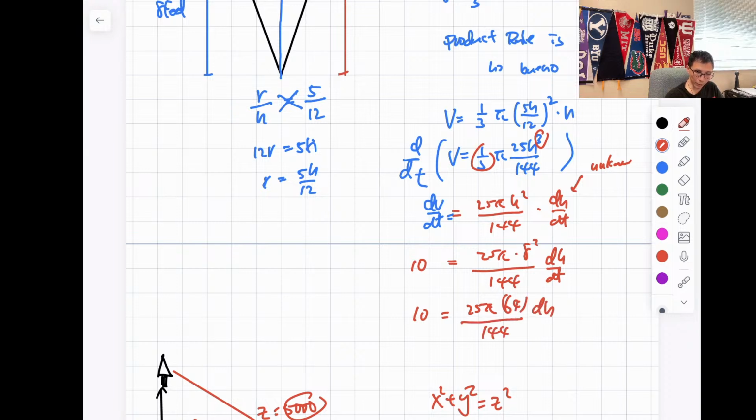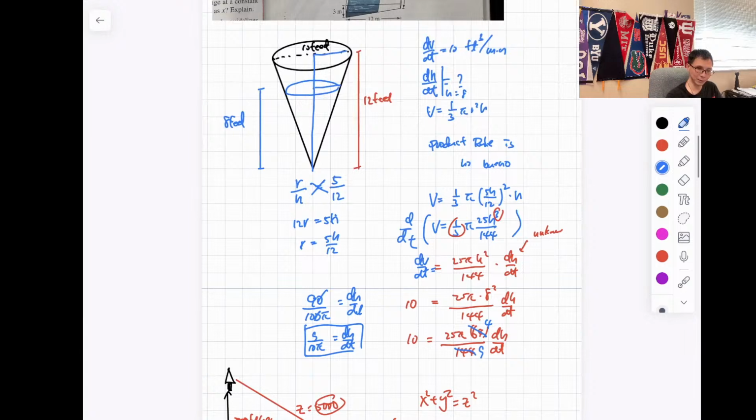Do 64 and 144 have something in common? They are both divisible by what? 4, but also bigger. 12? No, not 12. 32? Wait, does 32 work? No, 32 doesn't work. Come on, Bennett. 16 works though. If I divide by 16, that's going to be 4 and this is going to be 9. So you multiply 9 on both sides, and that gives dh/dt equal to 9 over 10 pi. You can go back and watch the video if you don't understand.